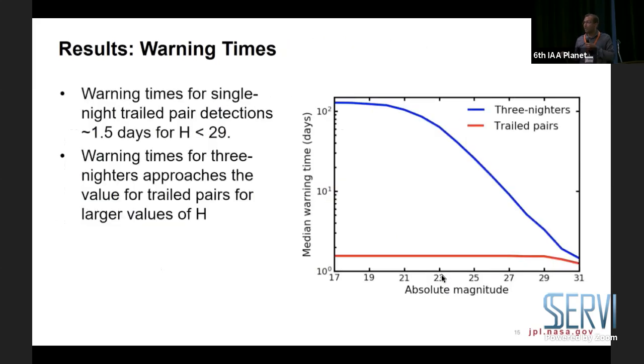If you plot the median value of the warning times, you see that until H equals 29, the median value is about 1.5 days. And as you go to smaller asteroids, larger absolute magnitudes, the warning times of trail pairs become similar to the warning time of 3-nighters.